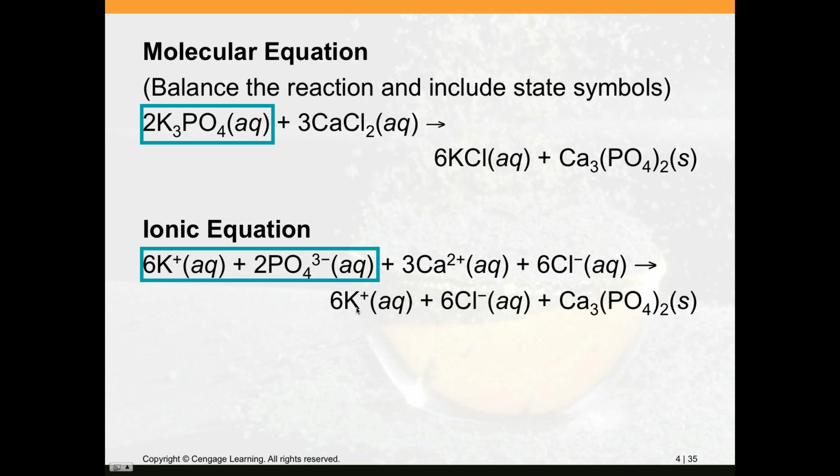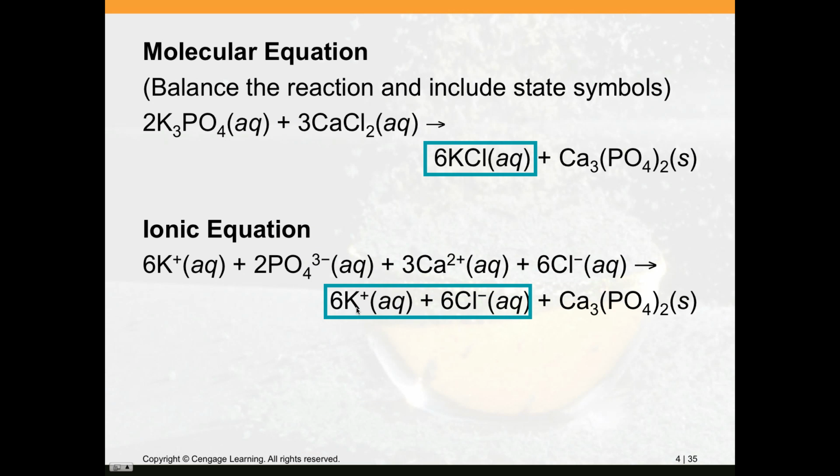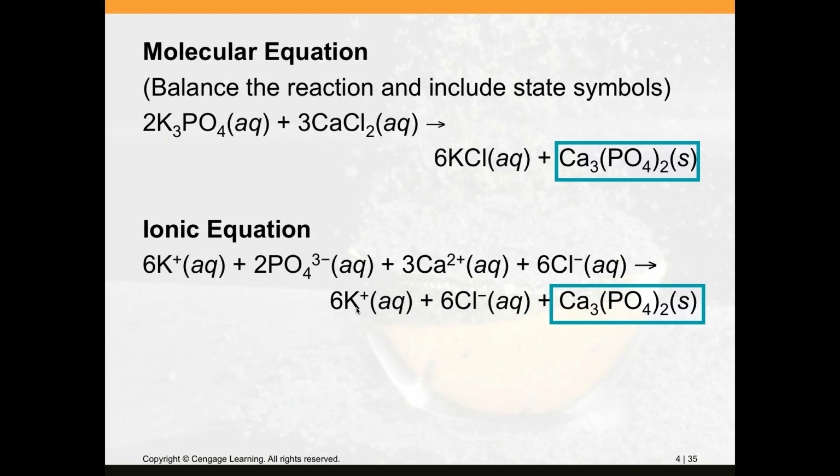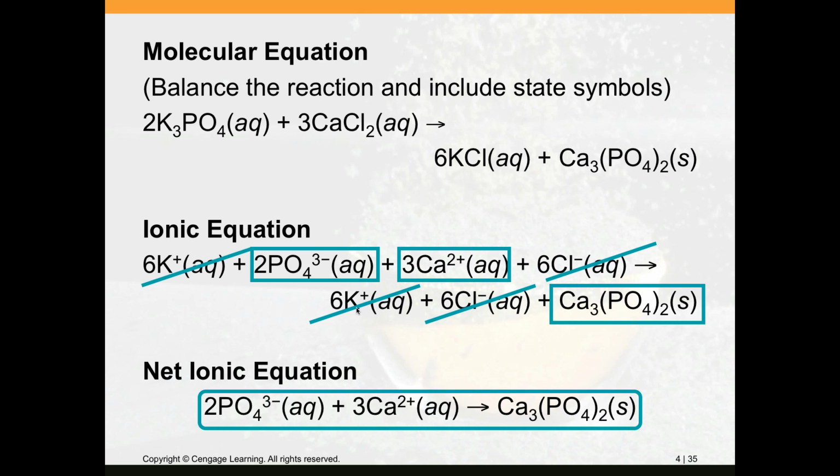Once you've got that, you can cross out anything that is the same on both sides of the equation. And then you've got the net ionic equation.